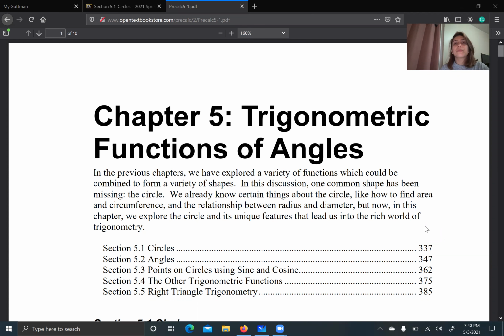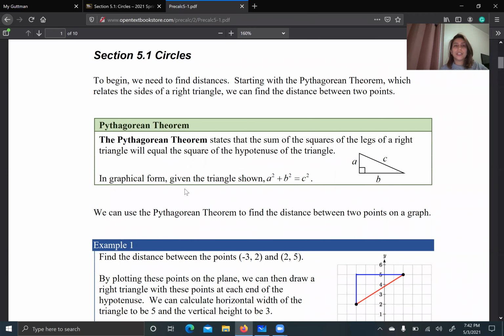And we start this chapter by studying the first section, section 5.1, circles. The reason is that trig functions are based on circles. So we need to review circles and what we know about them, and even study circles in more detail, so that we have a strong foundation that we can use for the rest of the chapter to build these trig functions.